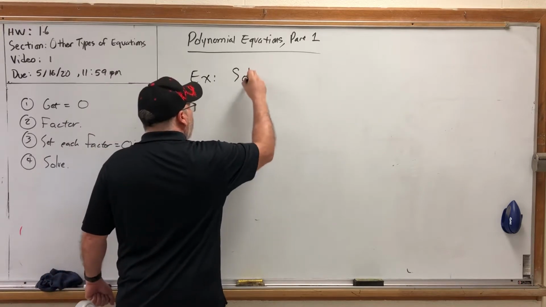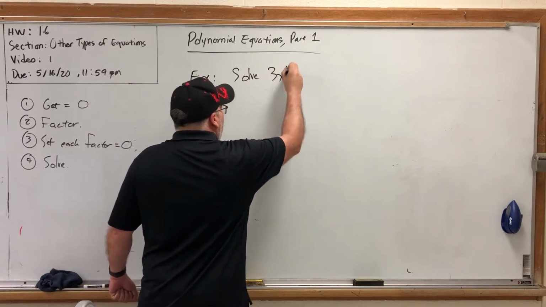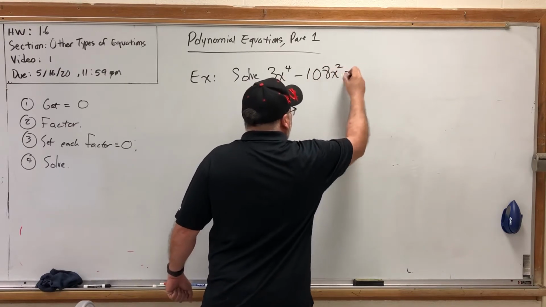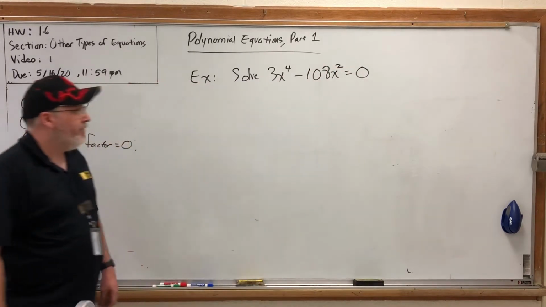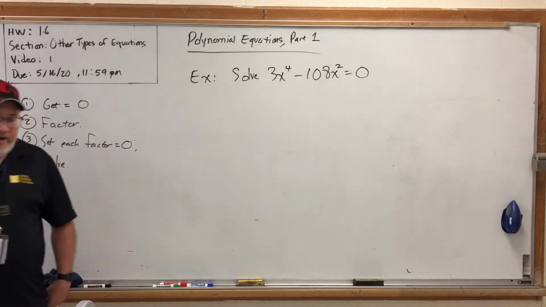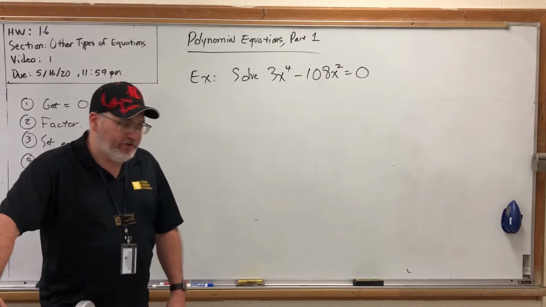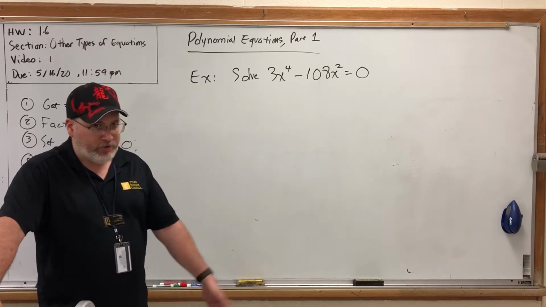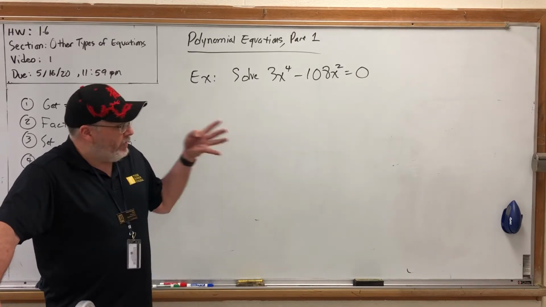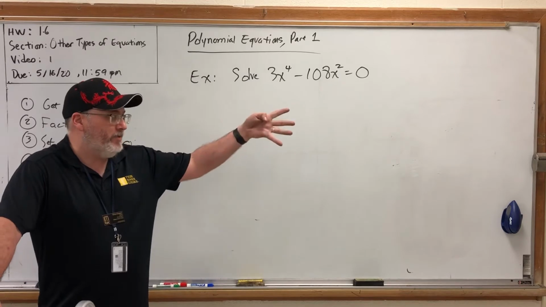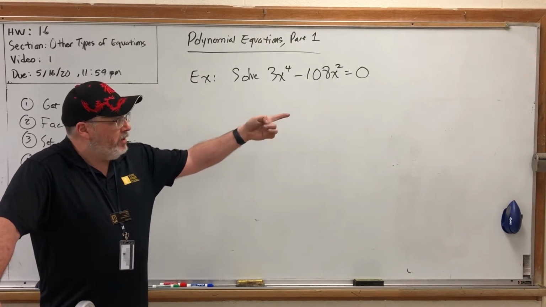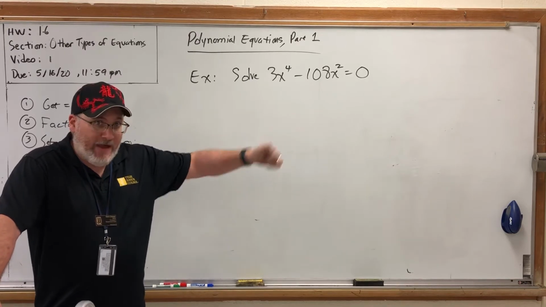Let's solve 3x to the fourth power minus 108x to the second power is equal to 0. Now, if this were in quadratic equations, we could solve it by using factoring or square roots or completing the square or the quadratic formula. And of those four techniques, only one of them is more universally applicable than the others. And that would be the first technique, solving by factoring.